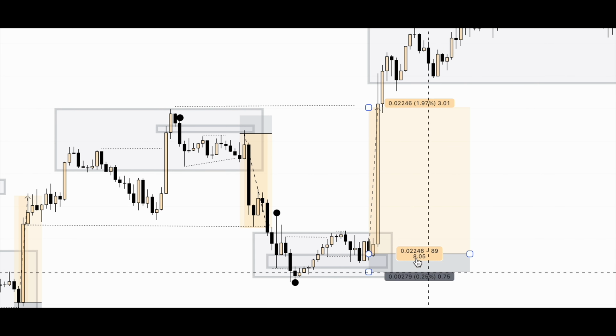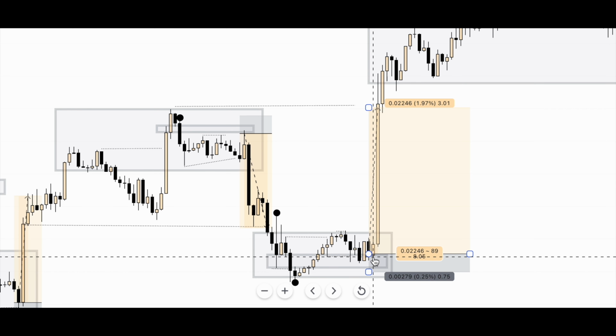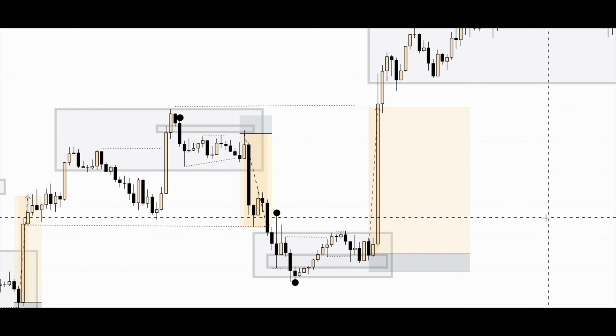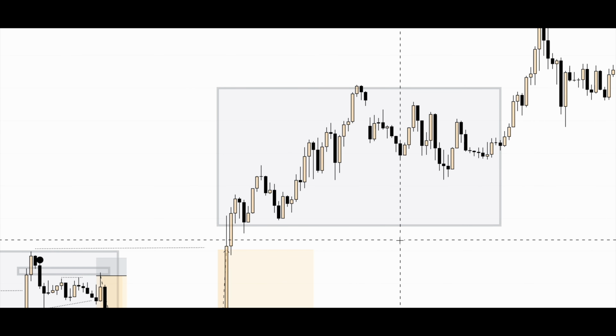That is 8%. That's amazing. It's an amazing trade, and it happened in 1 hour. I'm not gonna lie, 2 hours, but imagine that, and you're done for the day. It's amazing. Moving on to our next range, right?